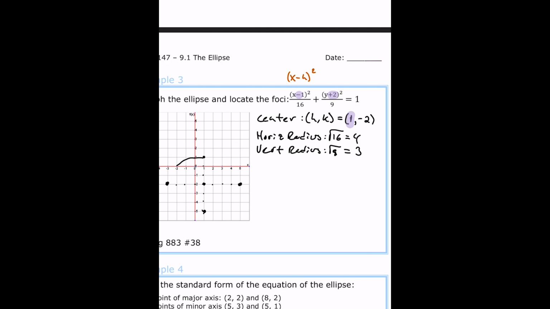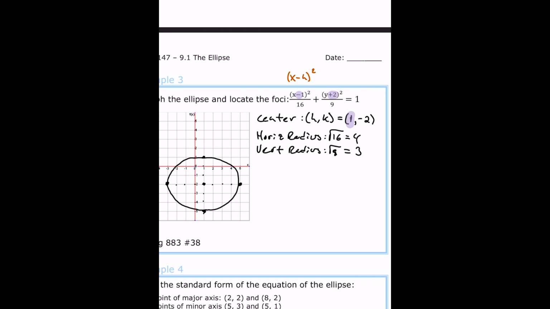Maybe we can exaggerate it a little bit, almost flattening it out a bit along the top to make it look like it's indeed wider than it is tall, because we know that it is, horizontal radius being 4, vertical only being 3. All right, so that's a pretty accurate graph, except for the part where it's hand-drawn.